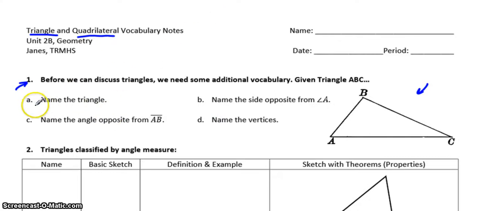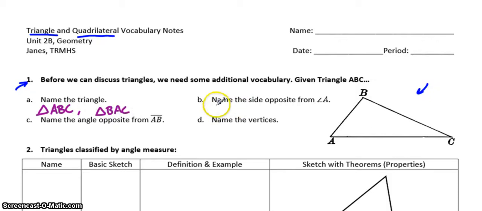Alright, let's take a look at 1A. To name this triangle, we first use the triangle symbol and then the 3 vertices. In this case, we've got A, B, and C. Now you could choose a different order. For example, triangle BAC, that would be okay, as long as you have the 3 vertices.